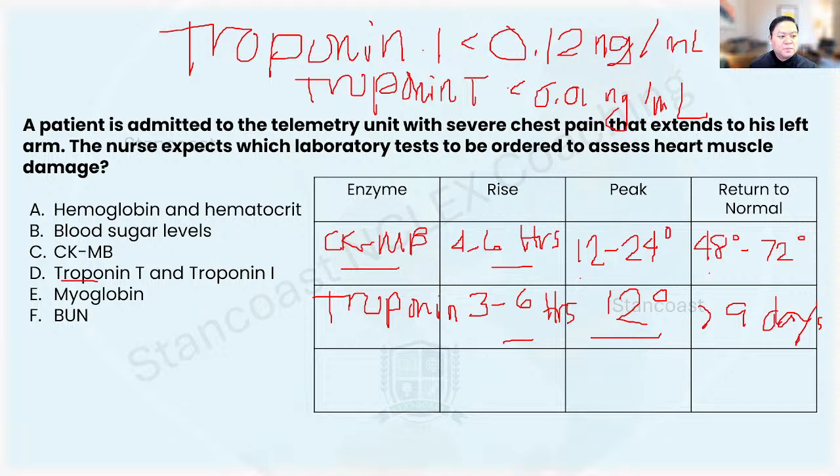Now, let's move on to the myoglobin. What is this? Myoglobin is another enzyme that will be released into the bloodstream whenever there is a cardiac event or injury. Supposedly, you should not see any of these enzymes at all, or it will be lower than the values that I've said here. With the myoglobin, this is going to be the range. Let me just write here. The normal value for the myoglobin is less than 55 nanograms per ml.